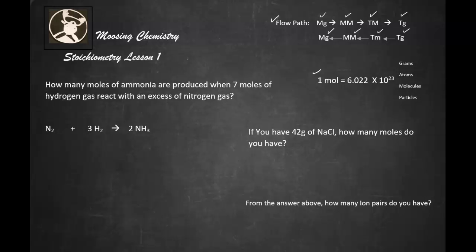Remember that 1 mole is using Avogadro's number, which is 6.022 times 10 to the 23rd. It could be grams, atoms, molecules, particles, ion pairs, whatever. Okay? So let's look at the first question.